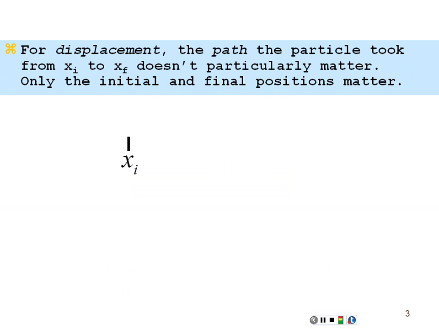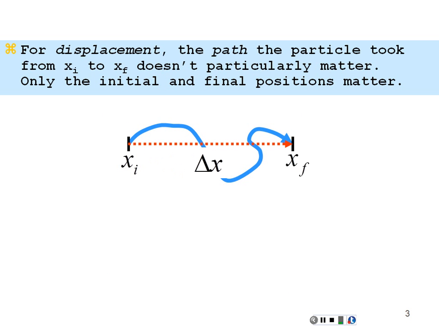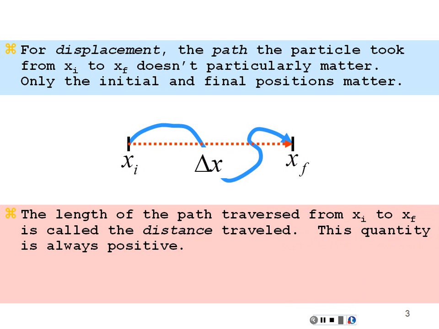For displacement, the path that we actually take, going from our initial position to our final position, doesn't particularly matter. Only the initial and final positions matter. So as I'm taking a path from my initial position to my final position, how I got there, as far as displacement goes, doesn't matter. All I want to know is what my final position is and what my initial position is. The length of the path we traverse in going from our initial position to our final position is what we call the distance traveled, and that will always be a positive quantity.